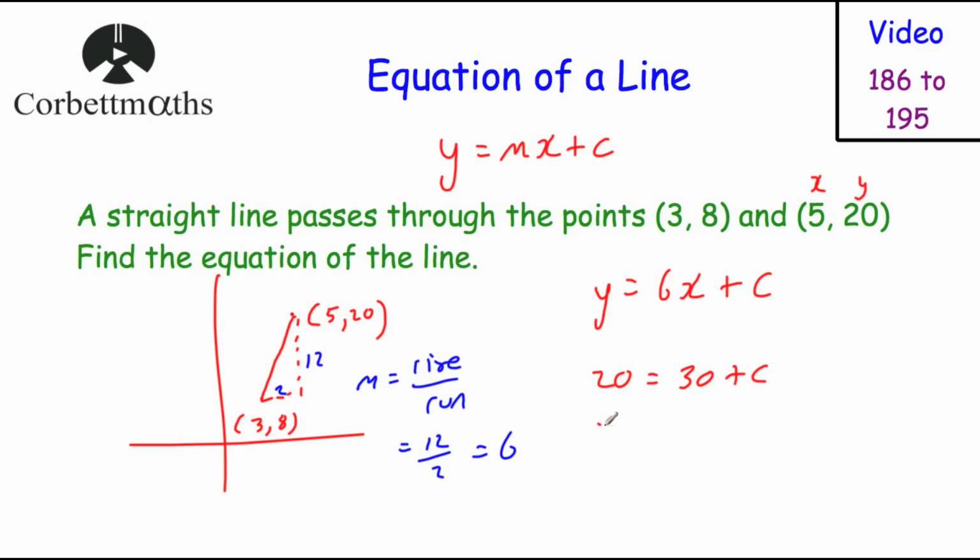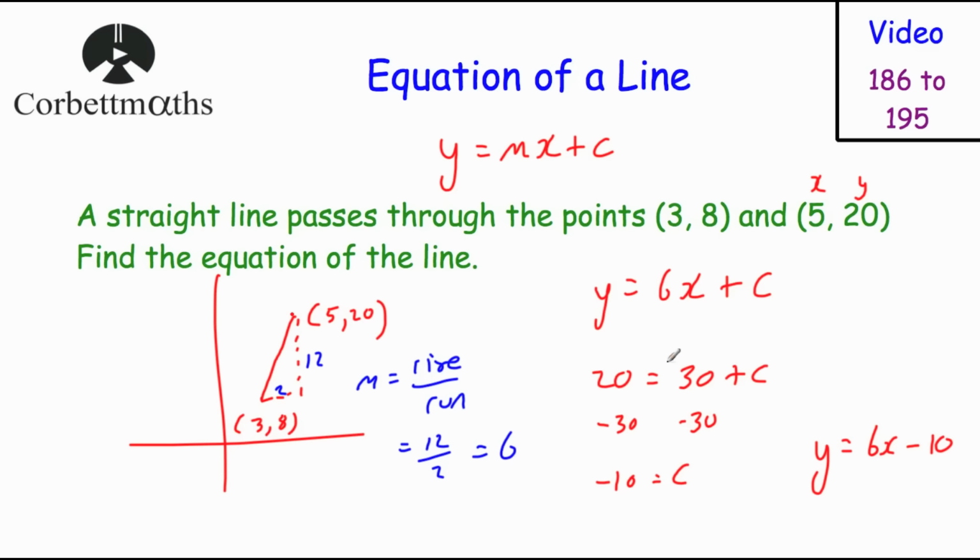To get c on its own, I'm going to take away 30 from both sides. That leaves me with 20 take away 30, which is negative 10. And then 30 plus c, take away 30, just leaves us with c. So c is equal to negative 10, so our y-intercept is negative 10. So our answer is y equals 6x minus 10.